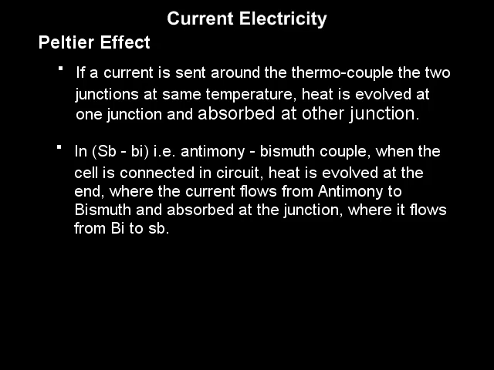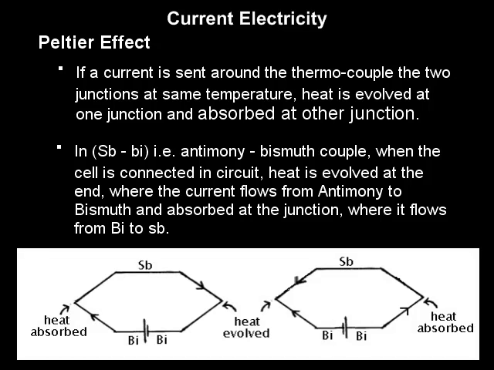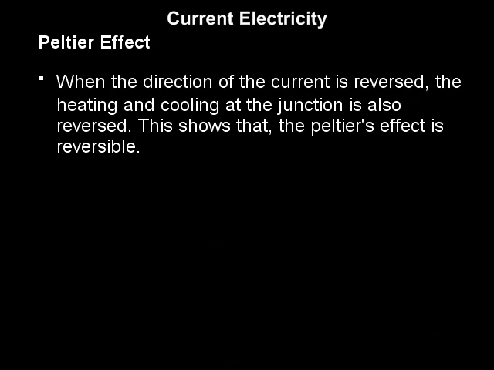In antimony bismuth couple, as shown in the figure, when a cell is connected and current is passed, heat is evolved at the end where the current flows from antimony to bismuth and heat is absorbed at the junction where it flows from bismuth to antimony. When the direction of the current is reversed, the heating and cooling at the junction is also reversed. This shows that Peltier's effect is reversible.